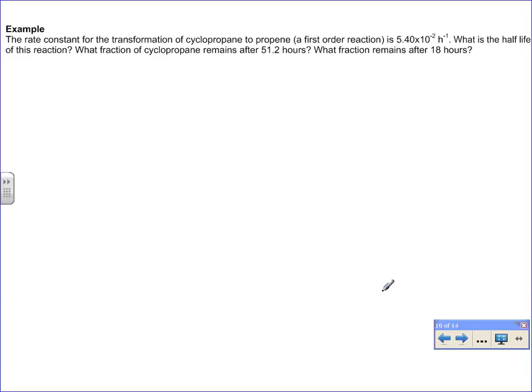In this example, it gives us that the rate constant for the transformation of cyclopropane to propene, a first order reaction, is 5.40 times 10 to the negative 2 hours to the negative 1. And it asks us for the half-life of this reaction. So we know it's first order, so the half-life of the reaction is simply ln 2 divided by k.